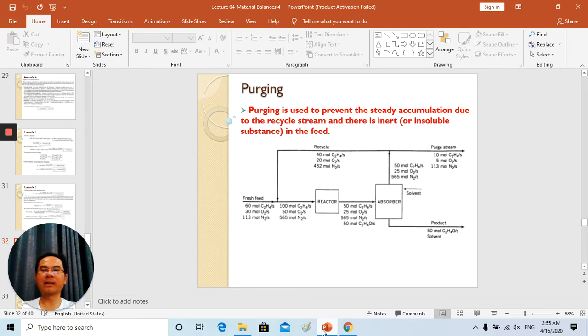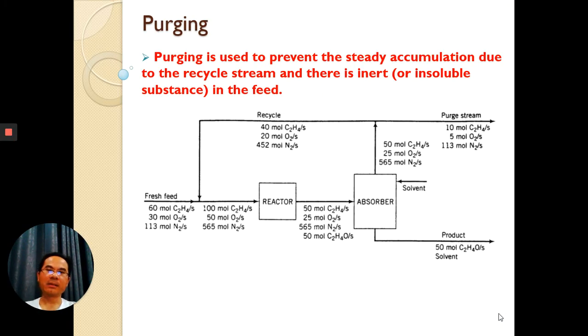We continue on the material balance for the reactive system. For this case, we will consider the purging system. The purging system is used to prevent the steady-state accumulation due to the recycled stream, when there is inert or insoluble substance in the feed. For example, like this, for this case, we have the flowsheet.